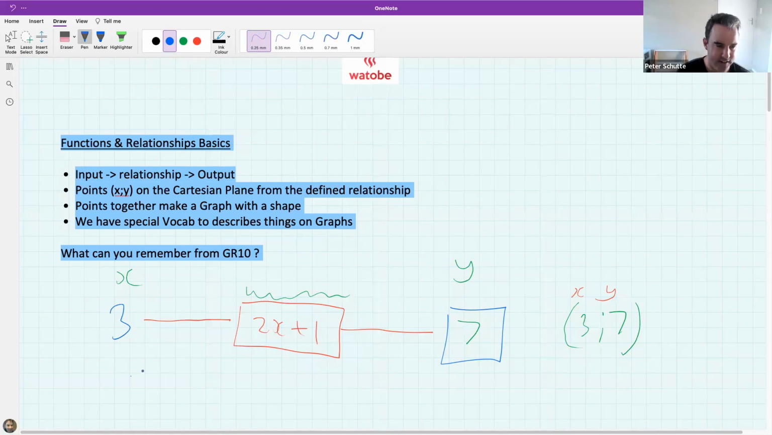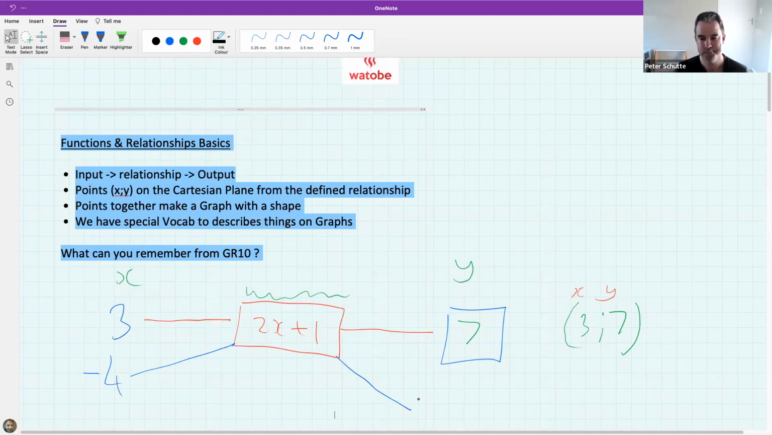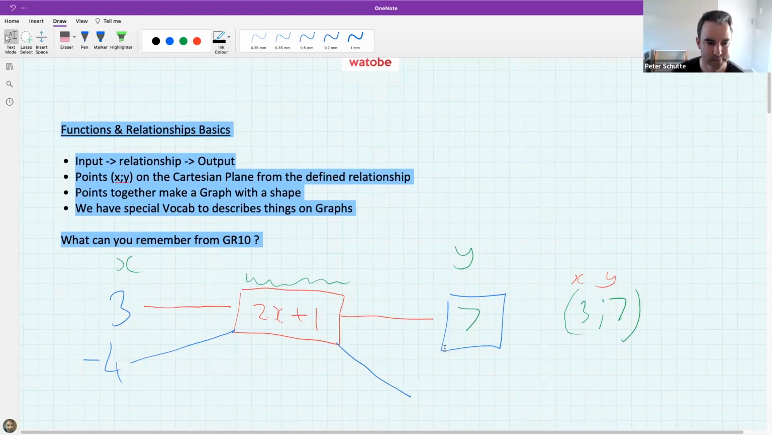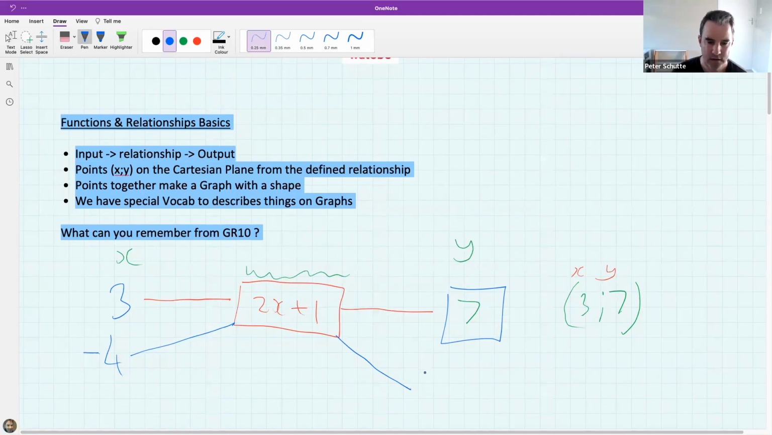Now, what happens if I send in a different input? Let's make it -4. What is the output going to be for -4? You can pop it in the chat. So if I go 2 times -4, I get -8 plus 1, and I get -7. And so that little relationship is (-4, -7). And we call that a coordinate pair.